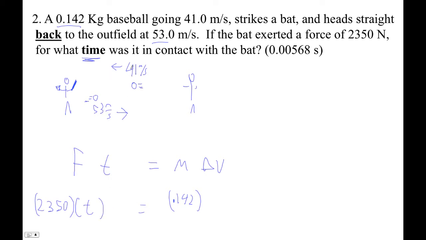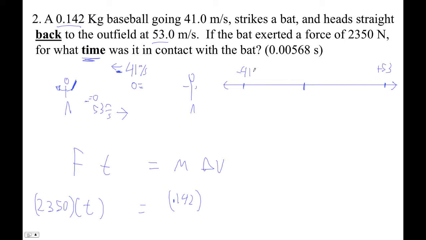Let me convince you that this change in velocity is not 12 or something like that. We do not want to subtract these numbers. We actually want to add them, and here's why. If we make a number line here, 0 is here, and this velocity would actually be negative 41 because it's going to the left. Then when they hit it, it goes out here at positive 53.